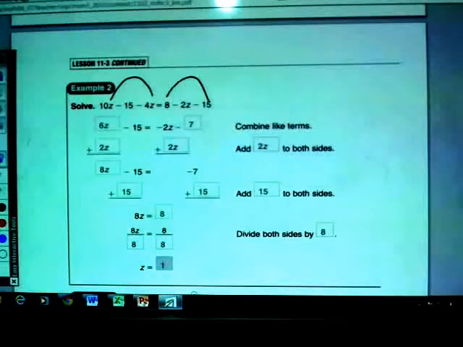And then it's a matter of me simplifying that. Well, of course, this is a multiplication equation. And even if I do it backwards, I still am going to end up dividing by 8 here. 8 divided by 8 changes into 1. So z, the variable, equals 1.